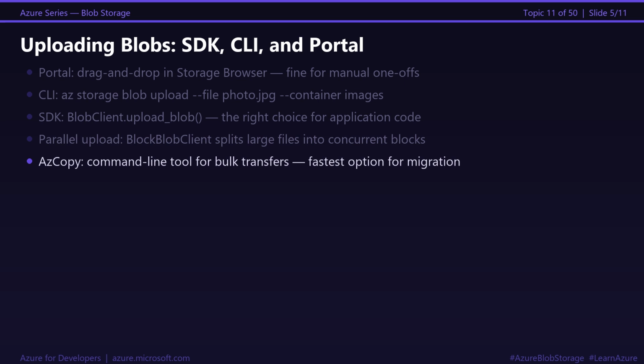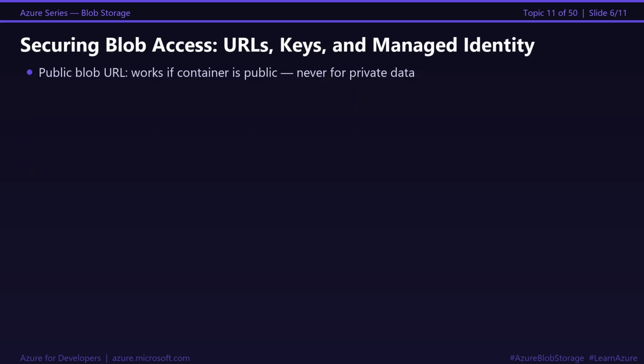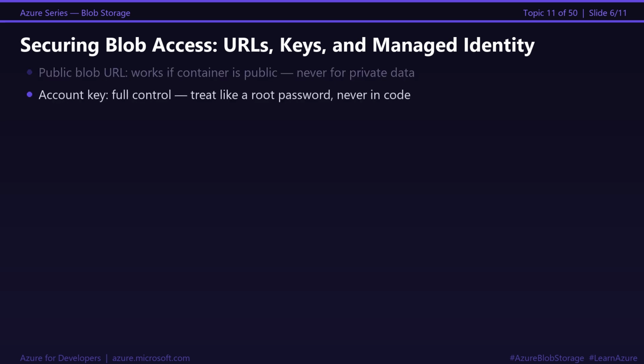For application code, use the Azure SDK. In Python, instantiate a blob service client with your connection string or managed identity credential, get a container client, then a blob client for the specific blob. Call upload_blob with your file data or a stream. The SDK handles retry logic, chunked uploads for large files, and content type header detection automatically.